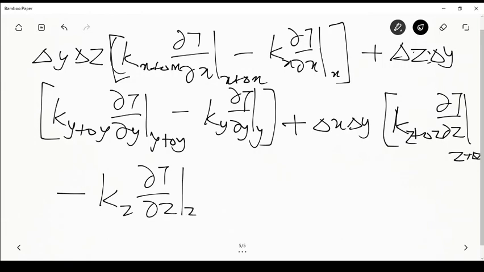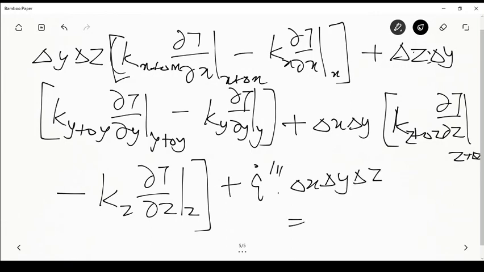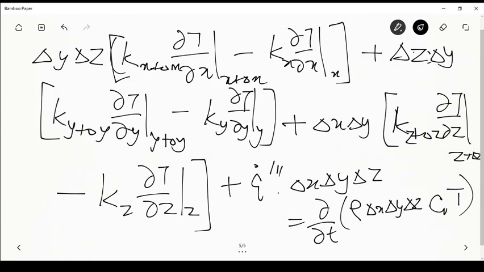Okay, this plus Q dot triple prime into delta x, delta y, delta z will be equal to del by del t of this mass. We can also write it as rho into volume, density into volume. That will be rho times delta x, delta y, delta z multiplied by CVT. Right? So this is the next form of the equation.